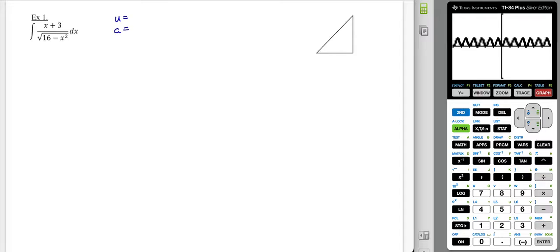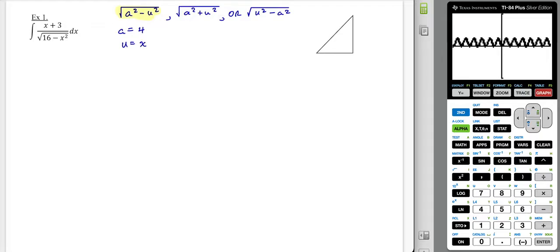bearing in mind that it should follow the model of the square root of a squared minus u squared, a squared plus u squared, or u squared minus a squared, all under radicals. All right, so this one seems to follow this model. So I'll write it with the a first and then the u. The a seems to be a 4. The u seems to be an x.